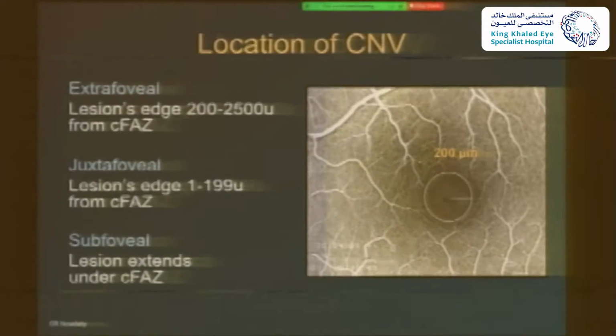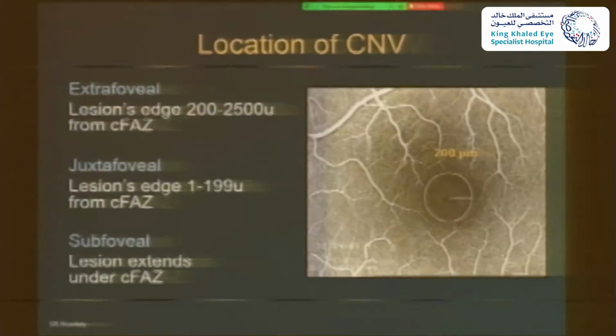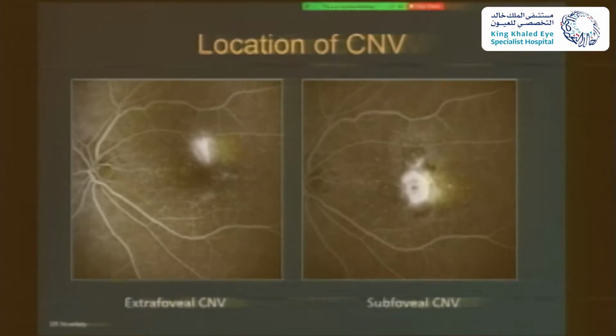Okay? So, if you have a part of the CNV that is under the center of the fovea, even if the CNV extends like this, it is not a juxtafoveal, this is a subfoveal. Is everybody clear on that? Any part of the CNV that is under the smack center of the fovea is called a subfoveal CNV. So here it is. This is obviously an extrafoveal. This is so far from the center of the FAZ. This is the center of the FAZ, and obviously this is more than 200 microns.